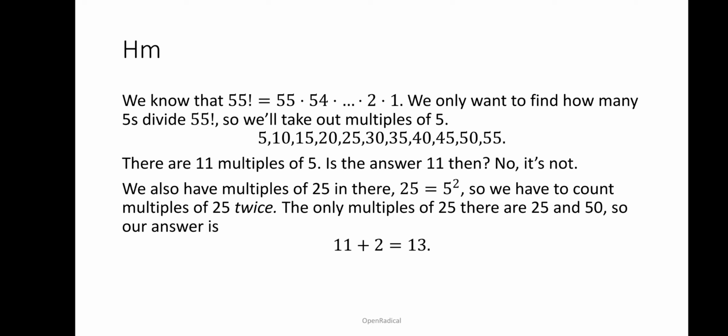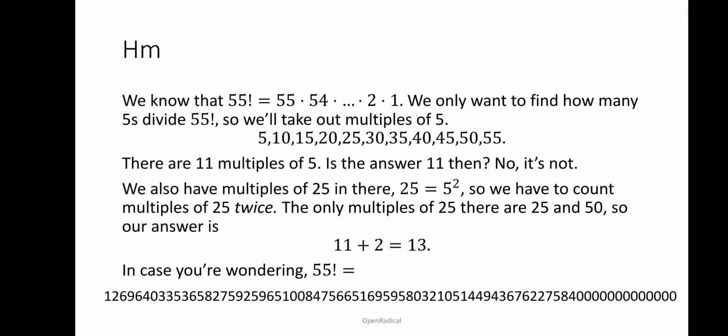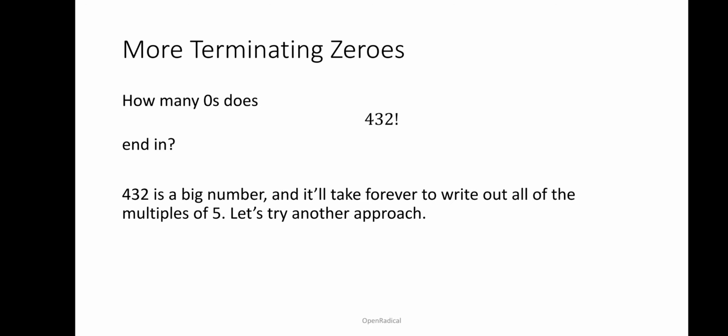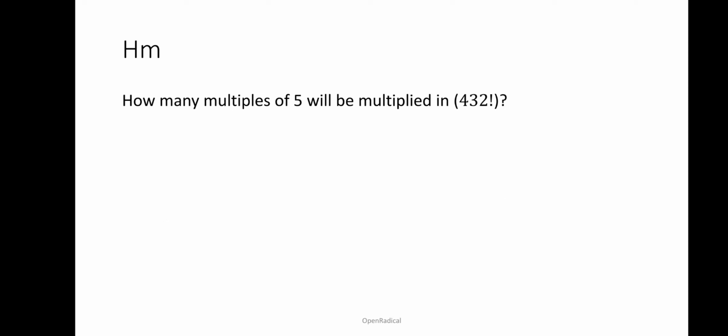Let's try another example to clear things up. Oh, and in case you're wondering, 55 factorial is this insane number. More terminating zeros. What is 432 factorial? Or how many zeros does it end in? 432 is a huge number, so it'll take forever to write down all the multiples of 5. Let's try another approach. How many multiples of 5 go into 432 factorial?